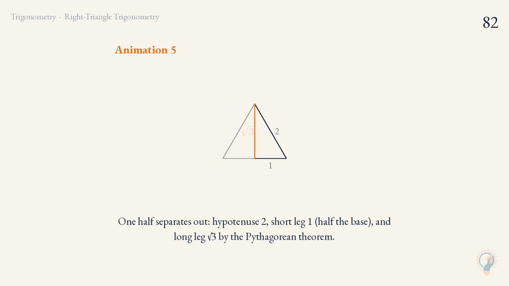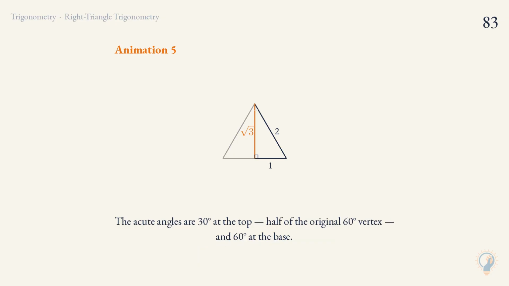One half separates out. Hypotenuse 2, short leg 1, half the base, and long leg equal to the square root of 3 by the Pythagorean theorem. The acute angles are 30 degrees at the top, half of the original 60-degree vertex, and 60 degrees at the base.